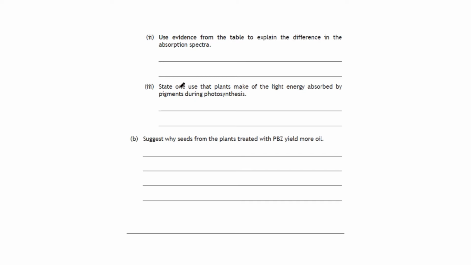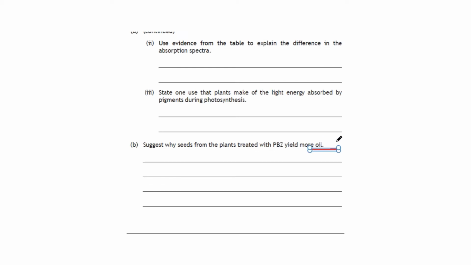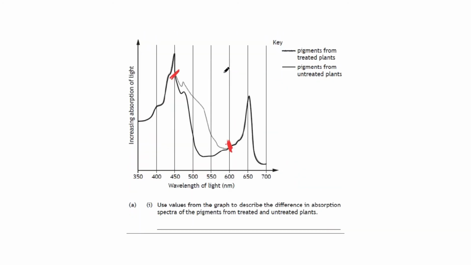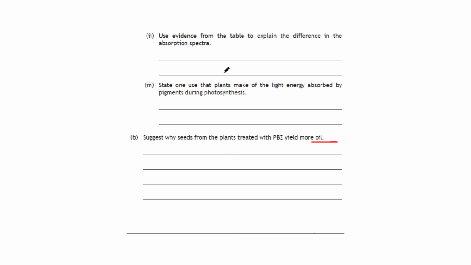Then the next one, suggest why seeds from the plants treated with PBZ yield more oil. So let's just go back and look at what it says about oil. So oil is extracted from the seeds, it's telling us here. So the seeds are produced during photosynthesis. So if they're producing more oil, then they must be carrying out more photosynthesis. So that's your first part. I'm going to try and attempt to write here.